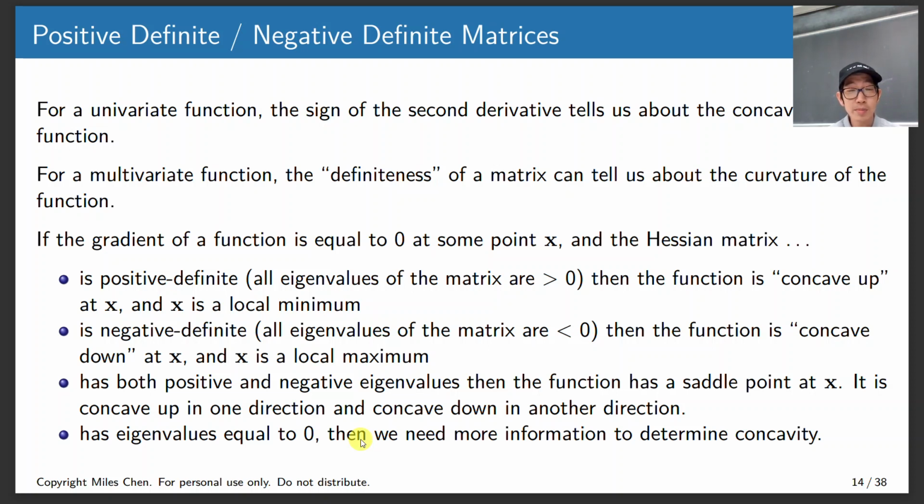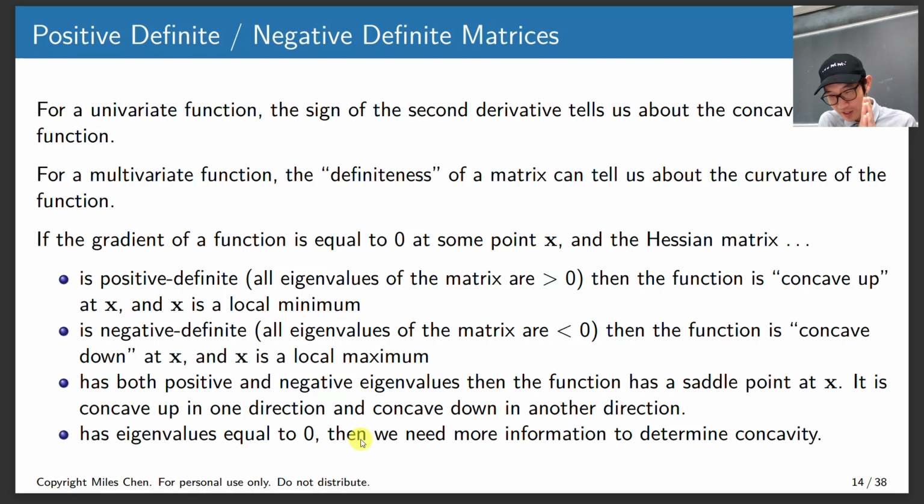And if your Hessian matrix has both positive and negative eigenvalues, then you've got a saddle point. It could be concave up in one direction and concave down in the other direction. If you have eigenvalues that are equal to 0, then we're not quite sure; we need more information. I think this covers the different situations.